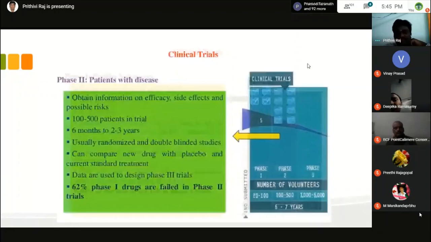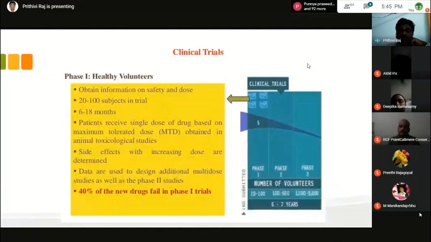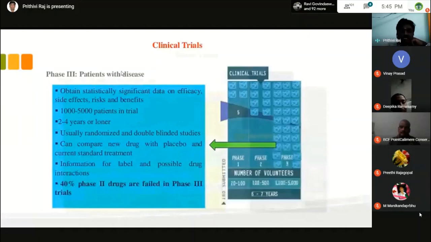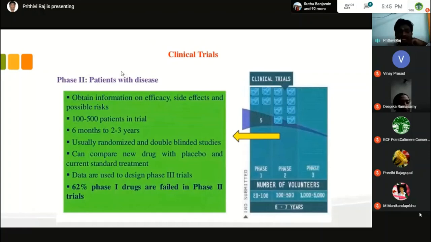The second phase is patients with the disease. The first phase is healthy volunteers, and the second phase is patients with the disease. Here the information obtained is on efficacy, side effects and possible risks. Nearly 100 to 500 patients can be used, and it takes nearly 6 months to 2 to 3 years. But most probably, 62% of phase 1 drugs fail in phase 2 trials.